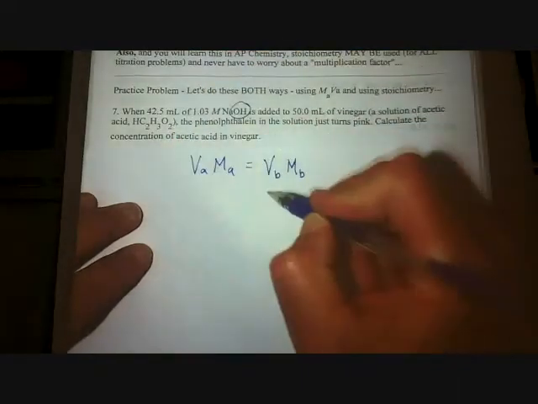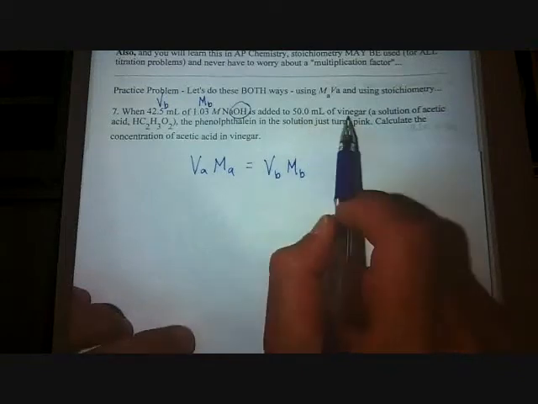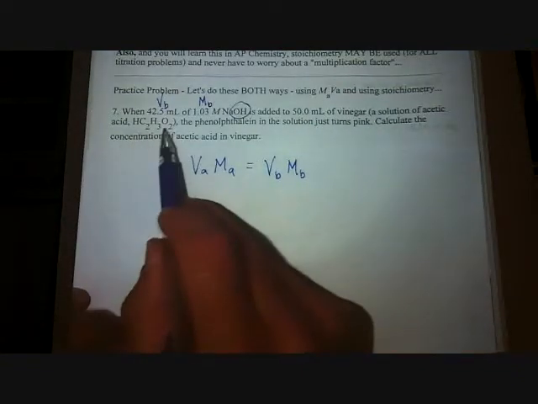So we have our initial concentration, this is our volume of the base, and this is our molarity of the base. Then the question goes on, it says, has added 50 milliliters of vinegar, a solution of acetic acid, which is written there. So the 50 milliliters here represents what? VA. Then it says calculate the concentration of acetic acid. So what we don't know is that guy right there. So when we rearrange the equation, let's get VA over here.